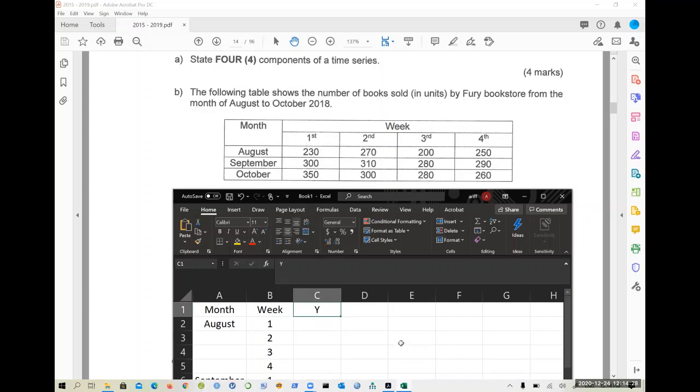And then for the amount of sales, number of books sold, you have 230, and then you have 270, 200, 250, and then 300, 310, 280, 290, 350, 300, 280, and lastly 260.